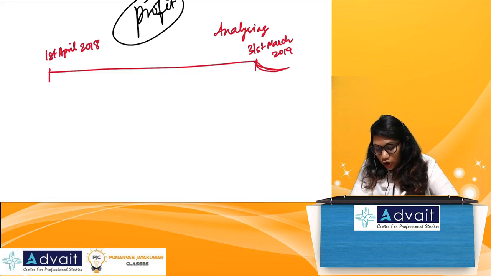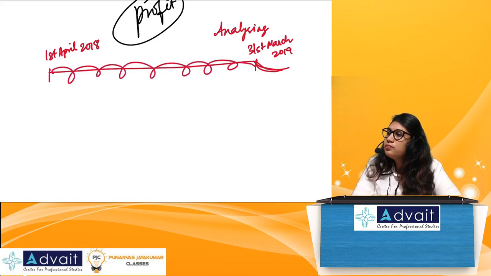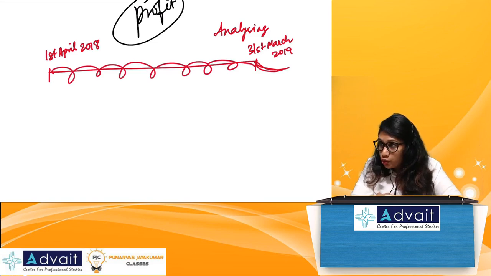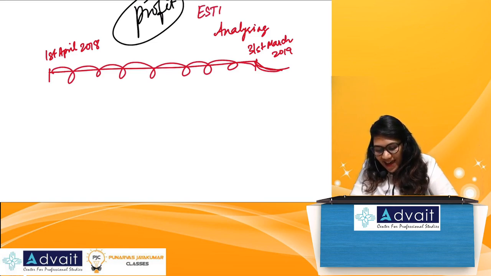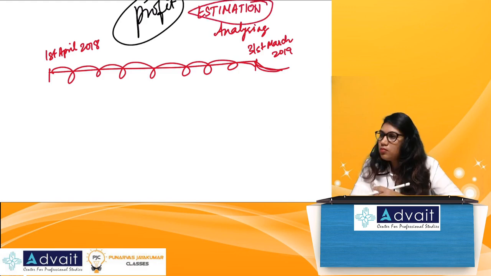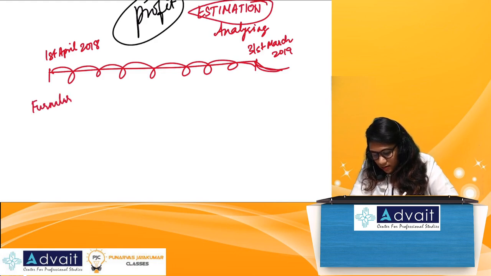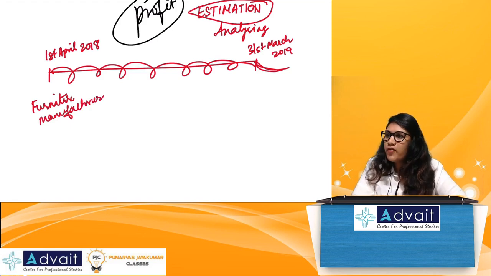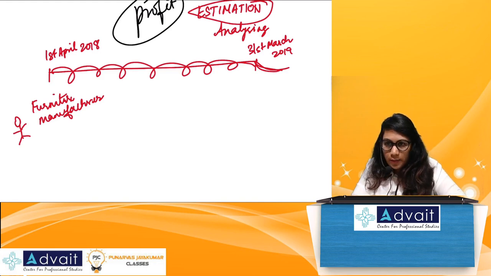Correct? But cost accounting is happening throughout the period. Okay, I also told you cost accounting is all about estimation. Correct? We'll take an example. Let's say there is a furniture manufacturer, manufacturing furniture as per the customer's requirement. So this guy has his own production shop where you can come place your order. He will deliver the order as per your requirements. Now you are his customer.